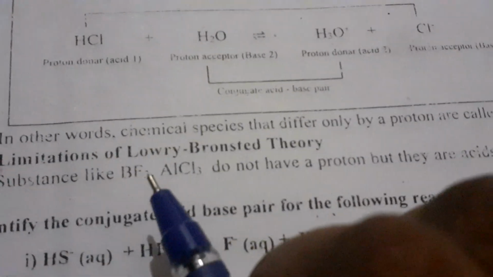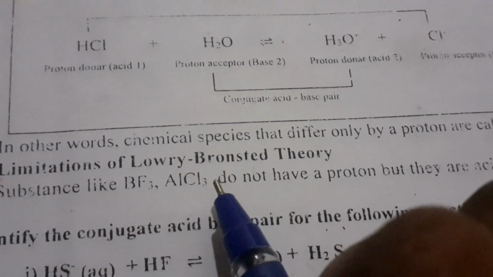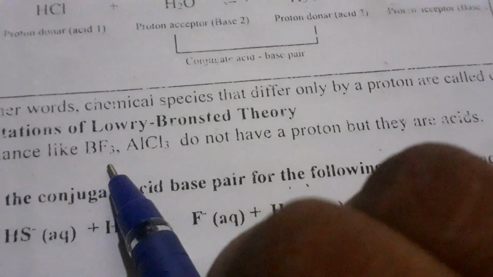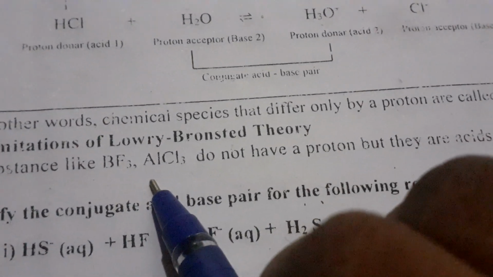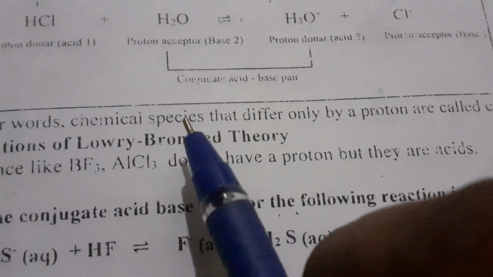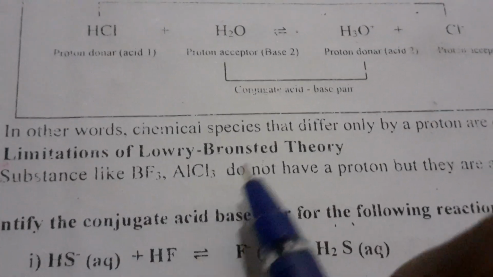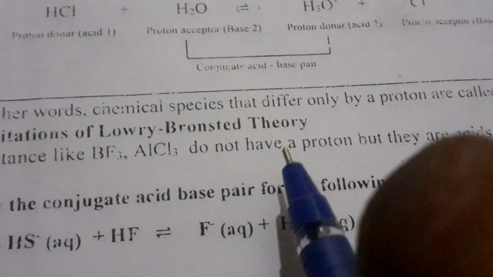ஸோ த லிமிட்டேஷன்ஸ் ஆஃப் Lowry Bronsted theory. Some of the substance like boron trifluoride, aluminum trichloride, இதில் புரோட்டானே இல்லை, ஆனால் இதை என்ன சொல்கிறோம்? ஆசிட் அப்படின்னு சொல்கிறோம். ஸோ திஸ் acids, the character of this acid cannot be explained by this Lowry Bronsted theory.